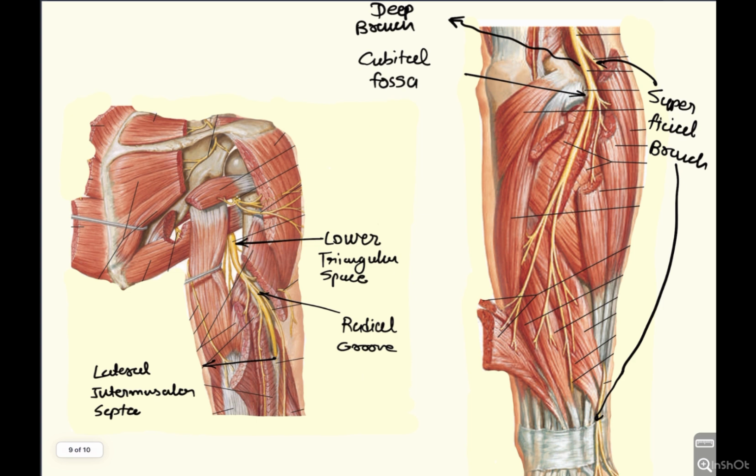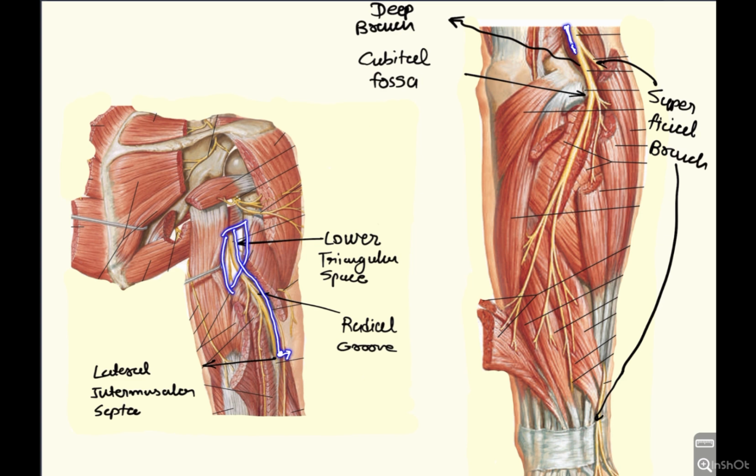So now we have discussed about the course, branches and the clinical anatomy of the radial nerve. Now let's revise the course and the branches of radial nerve once. So now radial nerve is formed in the axilla, and after getting its formation, it is passing through the lower triangular space along with profunda brachii artery, and then it is piercing the lateral intermuscular septa. After piercing this lateral intermuscular septa, it is coming in the front of arm. In the front of arm, it is giving also some muscular branches.